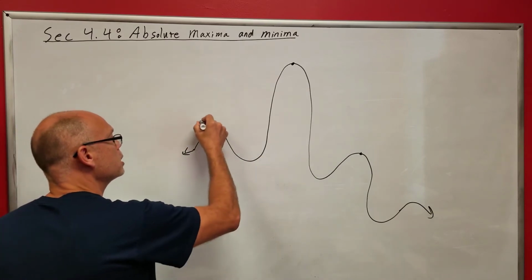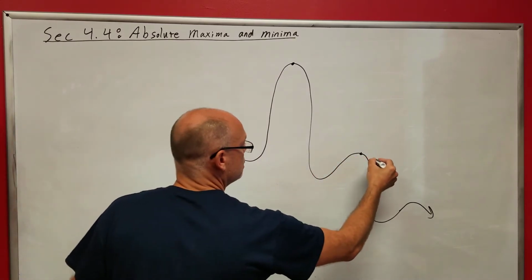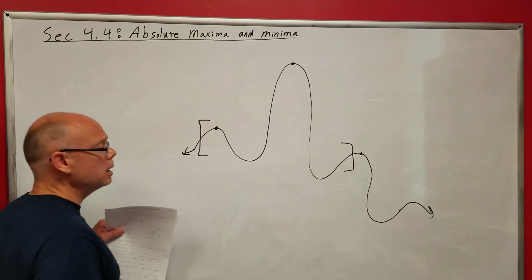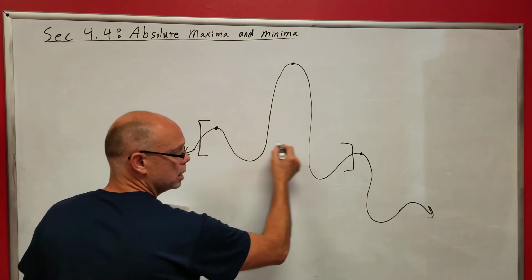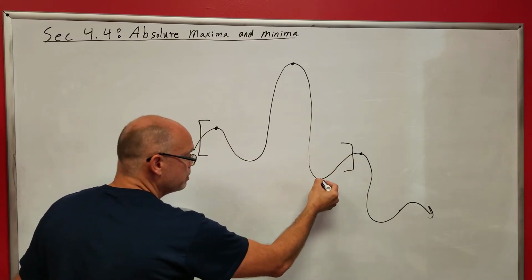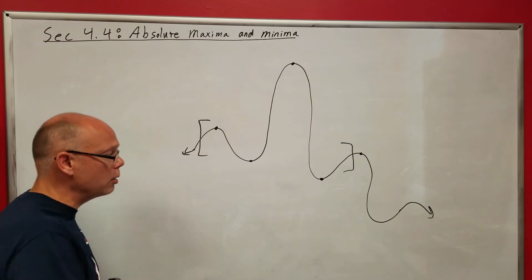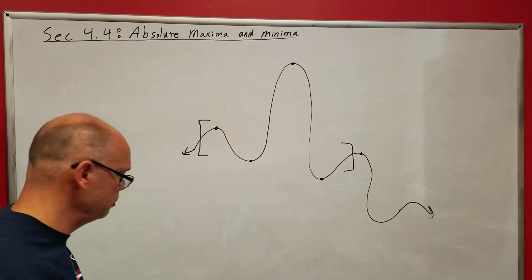But what if I restrict this graph from here to say right here? Then, if I'm only looking within this interval from here to here, it has an absolute minimum here. That's the absolute lowest value that my graph takes on.